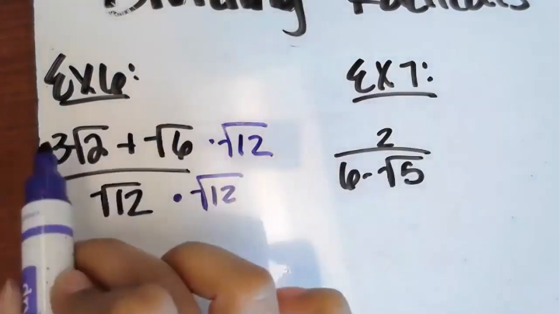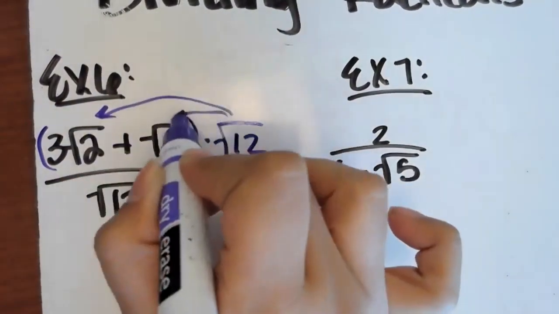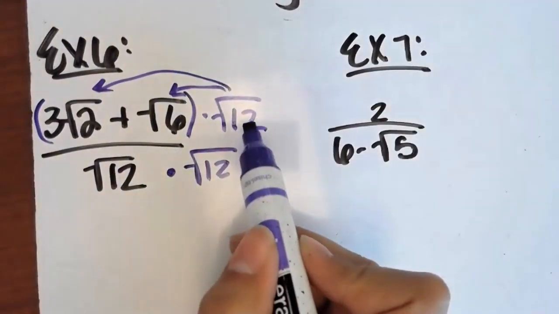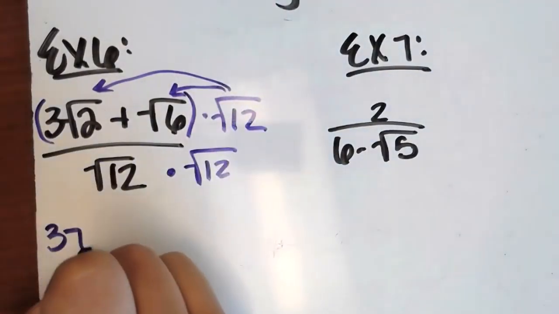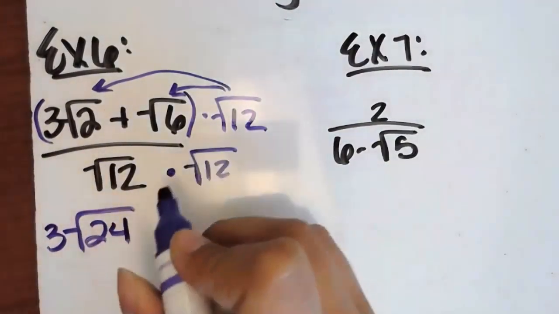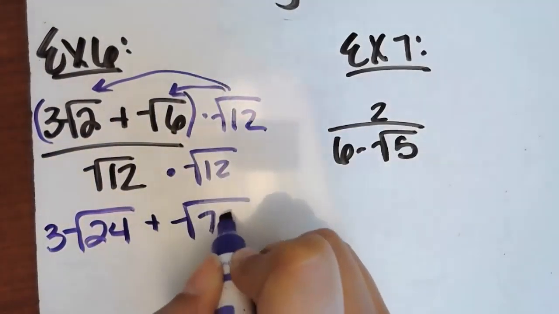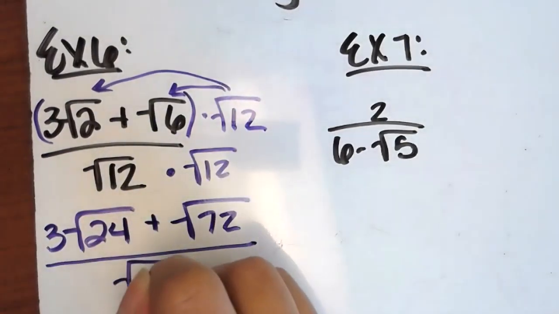But notice how you have 2 terms in the numerator? So you're going to have to make sure you distribute to both of them. So this is a square root, and we have a square root here. So using the product rule, this gives us 3 square roots of 24, and product rule, plus the square root of 72, all over the square root of 144.